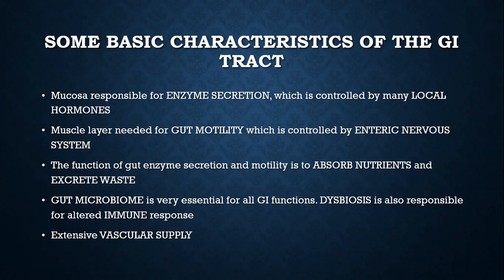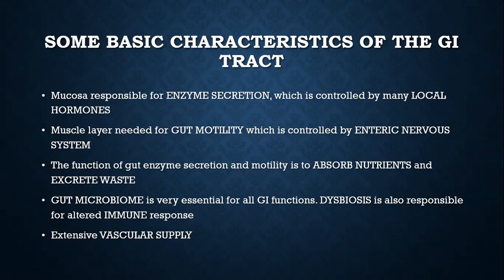For example, we know the mucosa is responsible for enzyme secretion. The enzyme is needed for digestion and absorption, but this enzyme secretion is guided by many local hormones. Similarly, the muscle layer is needed for gut motility. This gut motility is guided by a special nervous system called the enteric nervous system, which is also called the fourth nervous system.